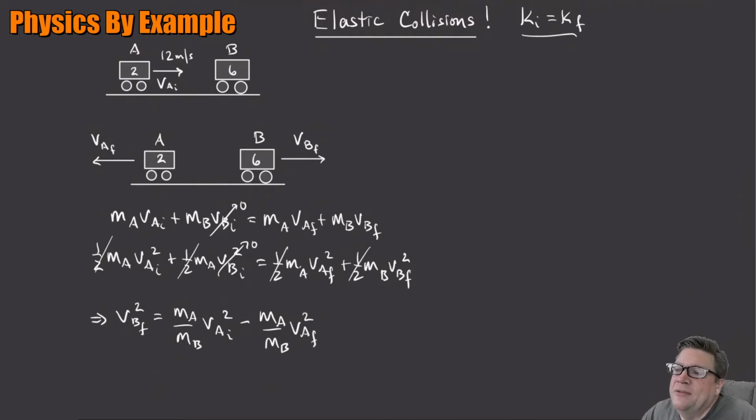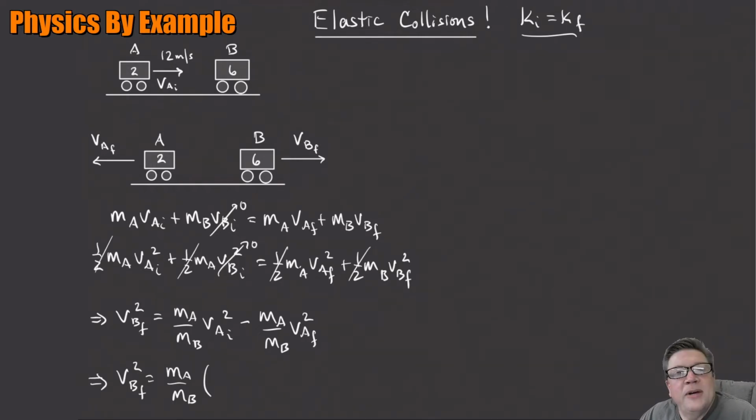Just solving for VB final. Let's do a little trick. There's a way to do this using a quadratic equation and getting the roots and so on. But let's do a little trick. I can pull out that factor of MA over MB, right? And then I'll have VA initial squared minus VA final squared. But look, isn't that the same thing as this? That's just this. VB final squared is MA over MB.